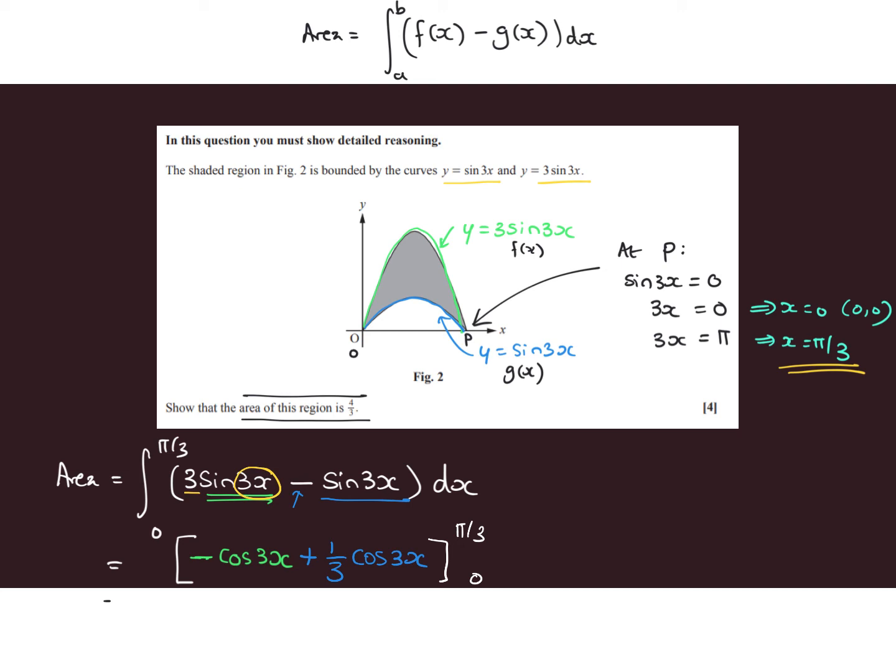So what does this then give us? This then gives us minus cos pi plus a third cos pi. Subtract. Now cos of 0 is just 1, so that gives me minus 1 plus 1/3, and then I'm going to tidy up this answer. So cos of pi is negative 1, so this gives me 1 minus a third plus 1 minus 1/3, which gives me a final answer of 4/3, which is good because we were required to show that the answer was actually equal to 4/3.